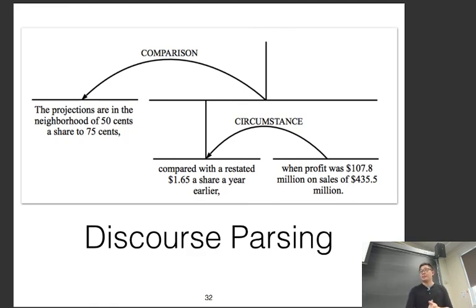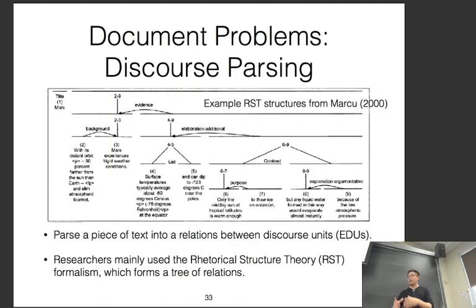You don't have the Penn Treebank, but you have another type of treebank called RST. And your units are not words, but phrases and clauses. They call it EDU. I don't remember what EDU is short for, but whatever, it's a unit. So they are parsing a piece of text into relations between discourse units. Most researchers mainly use this RST style discourse parsing, which is shown here.